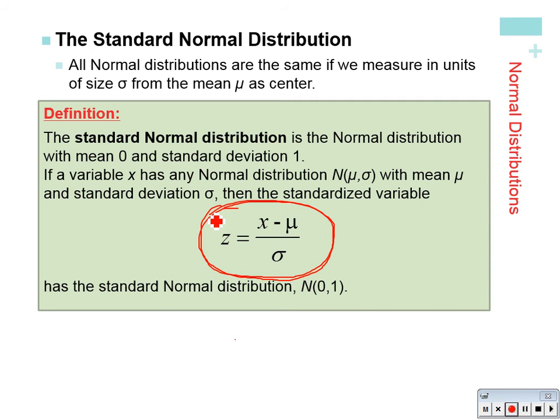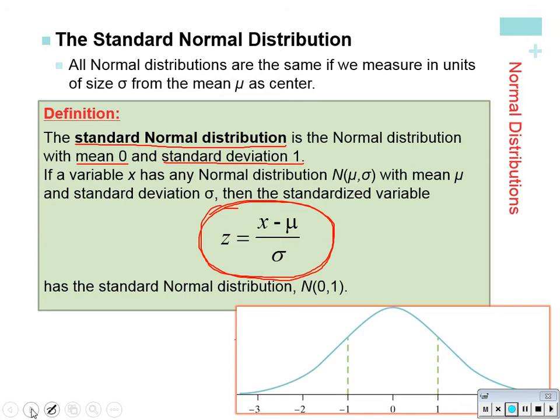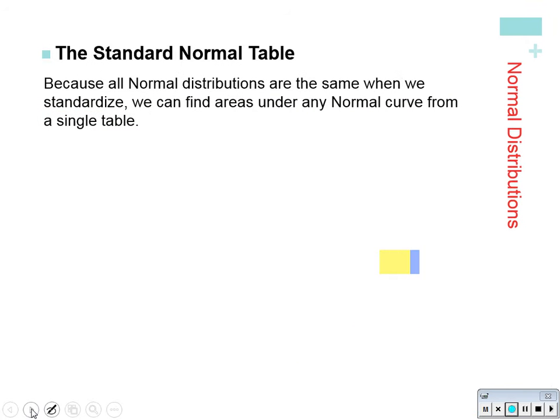Keep in mind, and we talked about this the other day, that whenever you have a group of z-scores, the mean of those z-scores is always 0, and the standard deviation for a group of z-scores is always 1. So anytime we're talking about z-scores, remember that those two things are always going to be true.